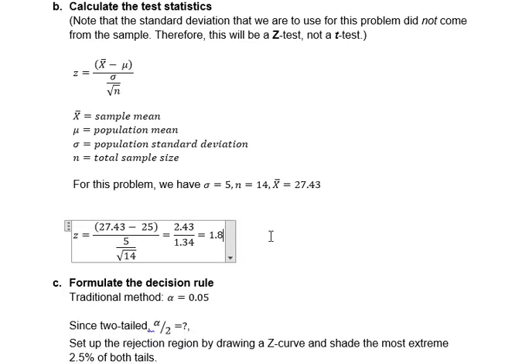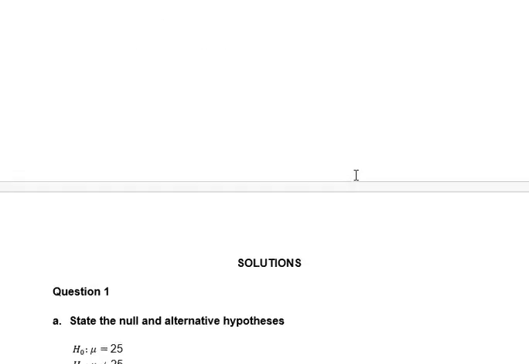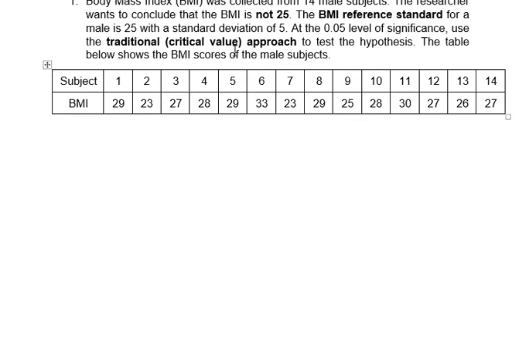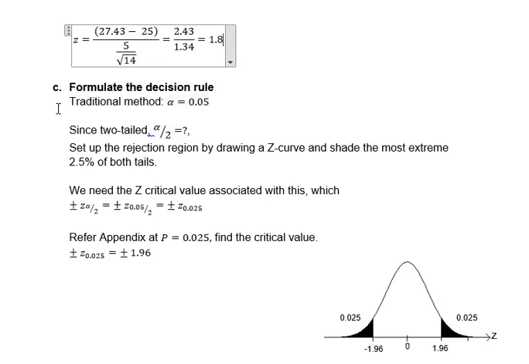So now you get the value of the statistic, and how do you formulate the decision rule? You have to know which method you want to use in order to decide whether you will reject or not reject the null hypothesis, or whether you want to accept the claim in the alternative hypothesis. This question asks you to solve this with a traditional or critical value approach. So we have to use the traditional method.